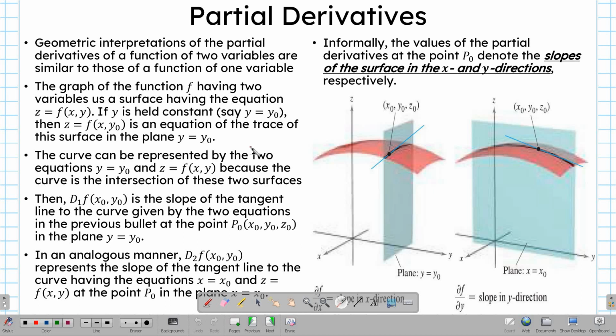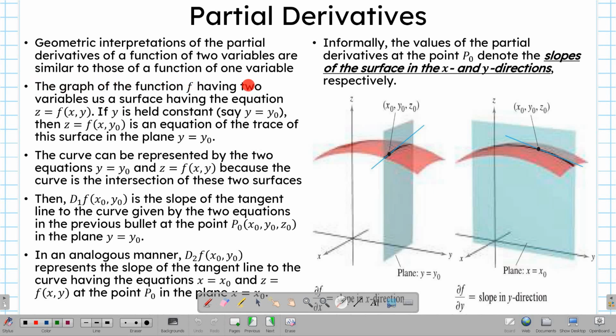Now that we've covered the basics of partial derivatives, let's look into partial derivatives as the slopes of the surface. The geometric interpretations of the partial derivative of a function of two variables are similar to those of a function of one variable.